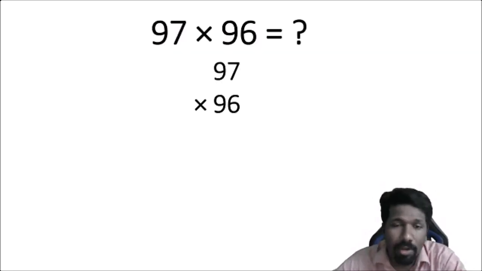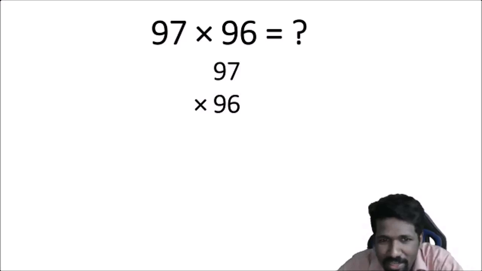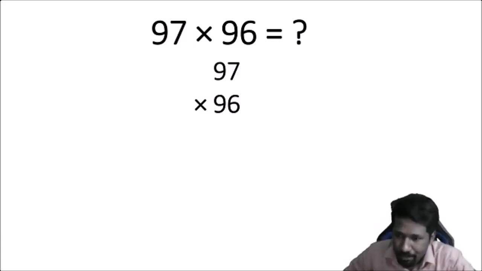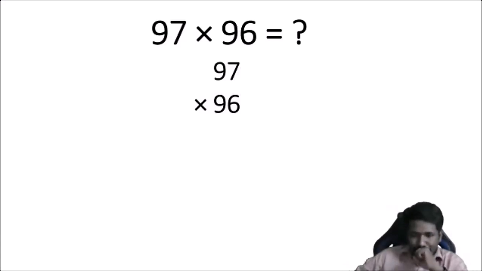So let us take the example of 97 into 96. They both are numbers near to 100, right? Is the screen visible? So 97 into 96, normally how do you multiply? Yeah, just try. 97 into 96, I will give time, not 10 seconds. As much time as you want. Multiply it. How do you normally multiply?